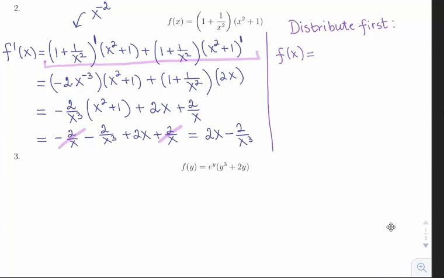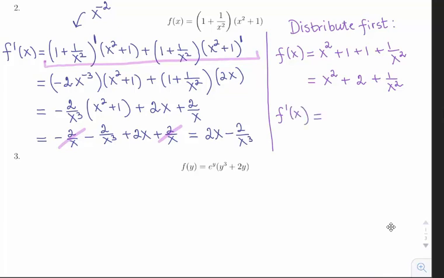Let's see. 1 times x squared, that's x squared. 1 times 1, that's 1. Plus 1 over x squared times x squared, that's another 1. And plus 1 over x squared. So the function is x squared plus 2 plus 1 over x squared. We can find the derivative of this.